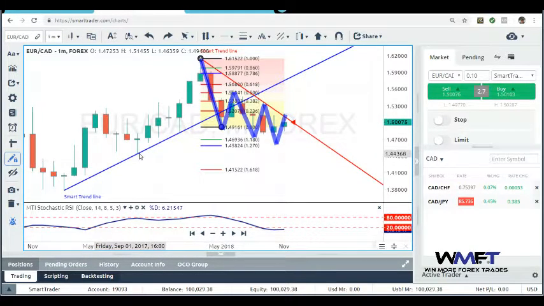So since we've broken this uptrend line, we've entered into the sell zone. The market is honoring the downtrend line in the sell zone, and the market makes a high, makes a low, lower high, lower low, lower high, lower low. Now the market has made that lower high, going to make that lower low. So this is a grand selling opportunity.